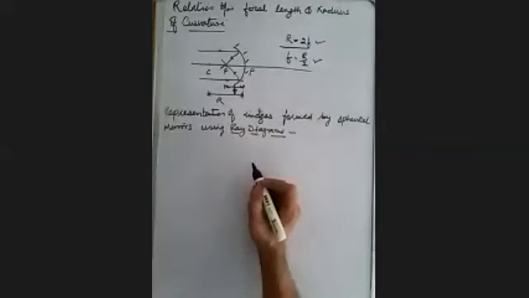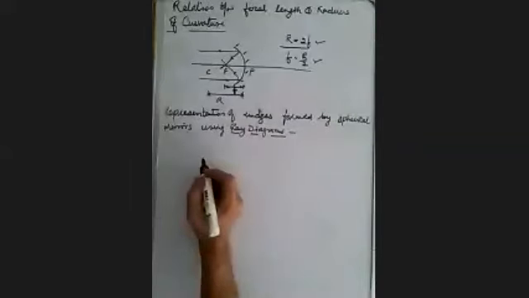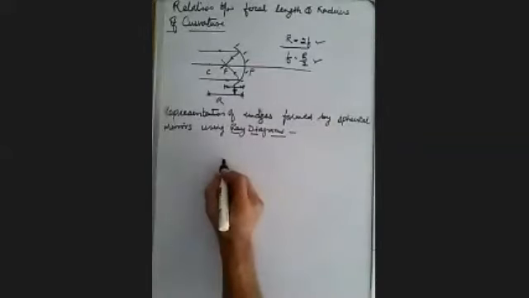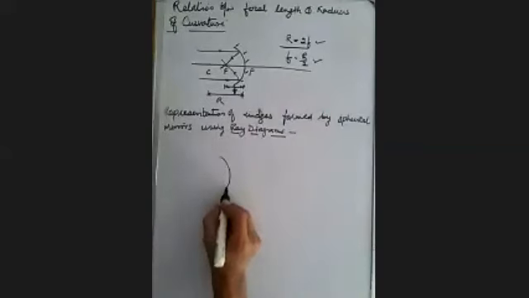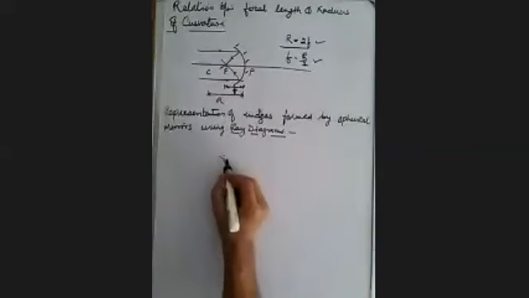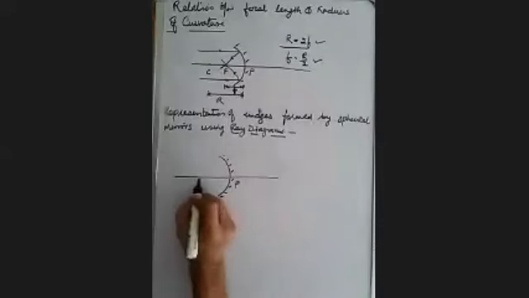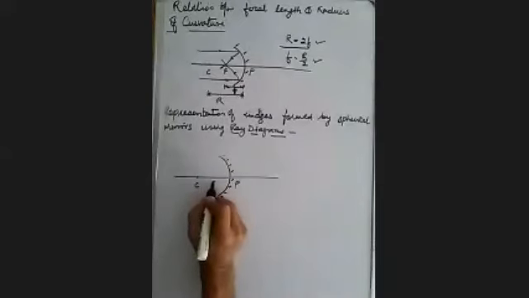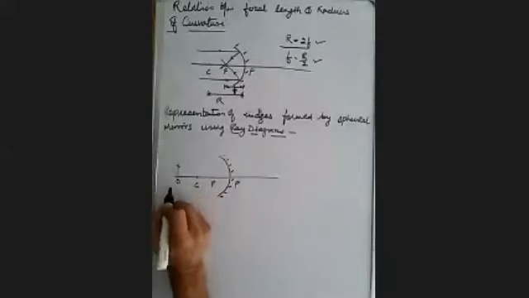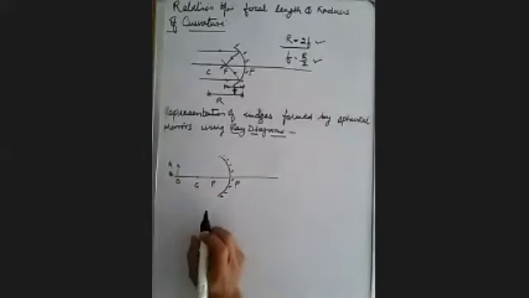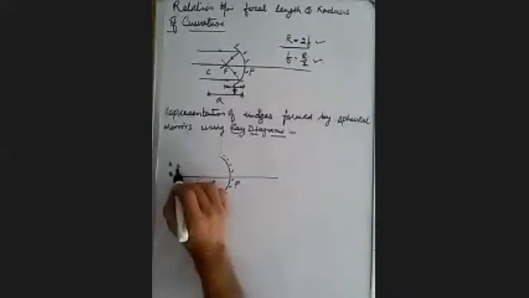So suppose we have a spherical mirror with this pole, center of curvature, principal focus, and suppose this is an object somewhere at position O. This is A and this is B. What actually happens is that from every point of the object, there are infinite rays that are emitted from that point in all directions.